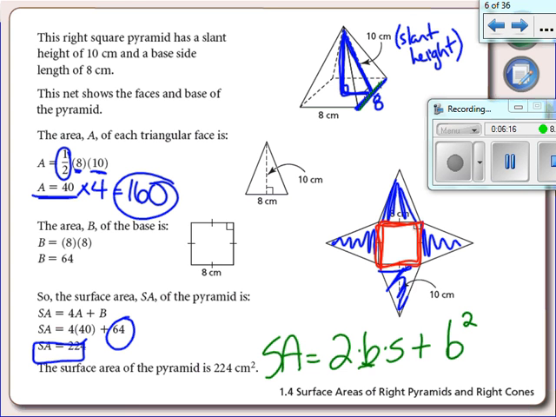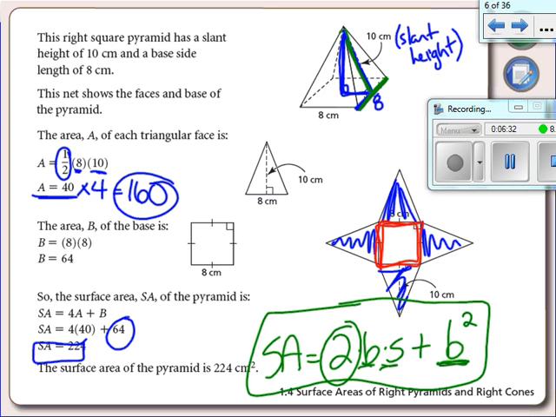Base times slant height divided by 2 times 4 is the same as multiplying by 2. And then what does this represent? The bottom part. Okay, so this is exactly what we just used. This is the formula you're going to use from now on.